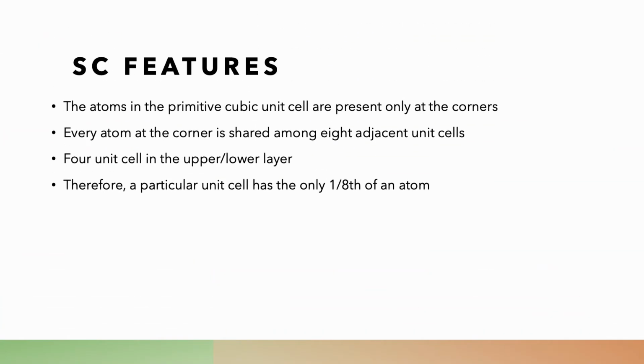Some of the simple cubic features are that the atoms in the primitive cubic unit cell are present only at the corners. Every atom at the corner is shared among 8 adjacent unit cells. 4 unit cells are present in the same layer, and 4 unit cells in the upper or lower layer. Therefore, a particular unit cell has only 1/8 of an atom. Each small sphere in the following figure represents the center of the particle which occupies the particular position, and not its size.